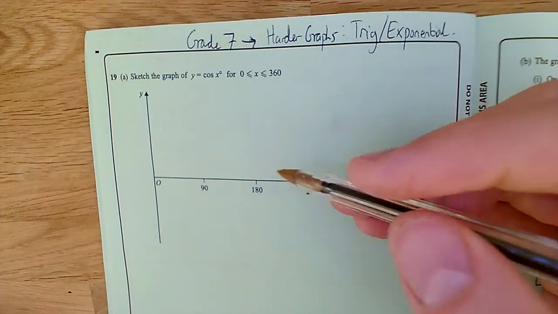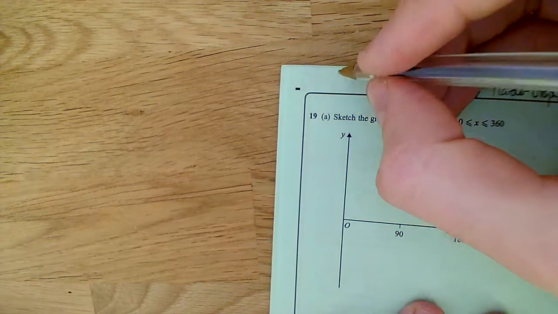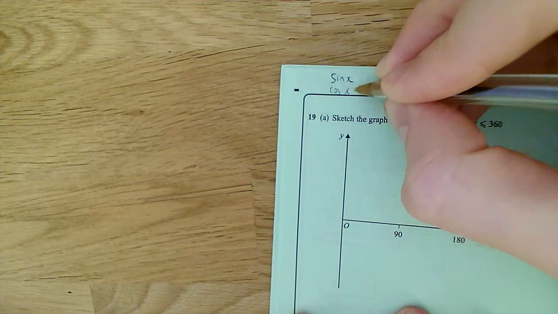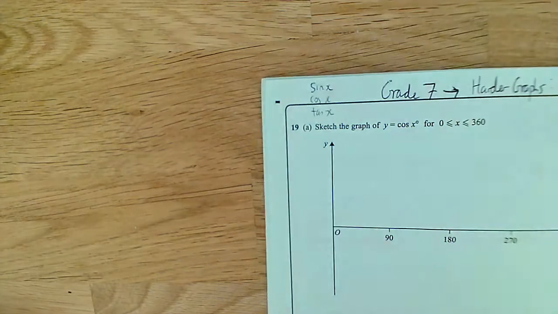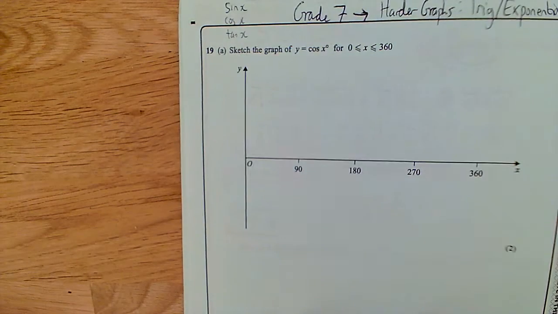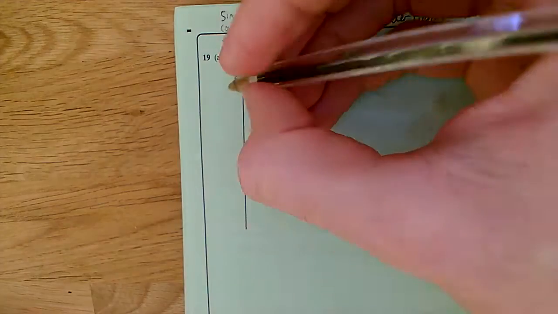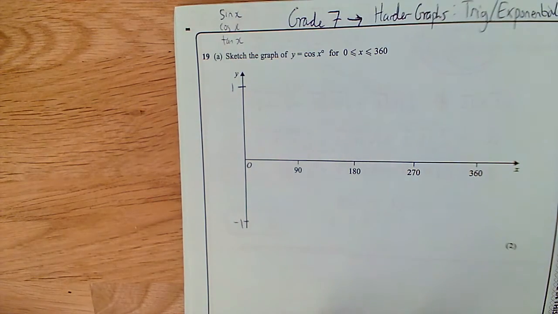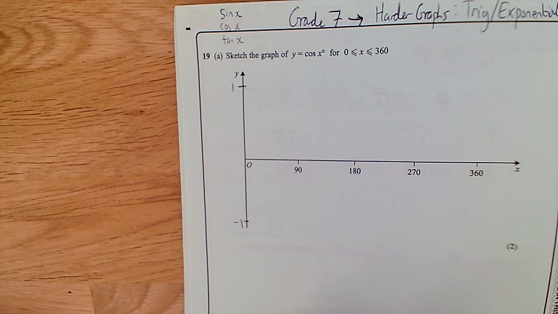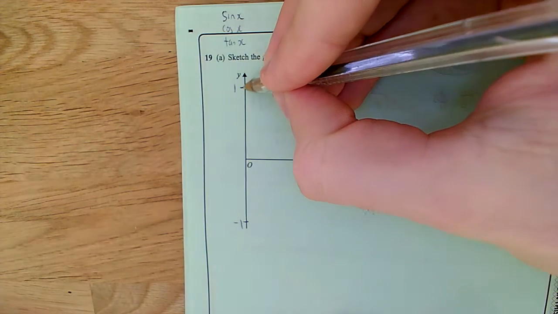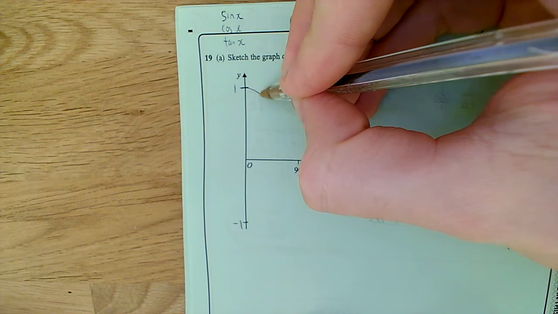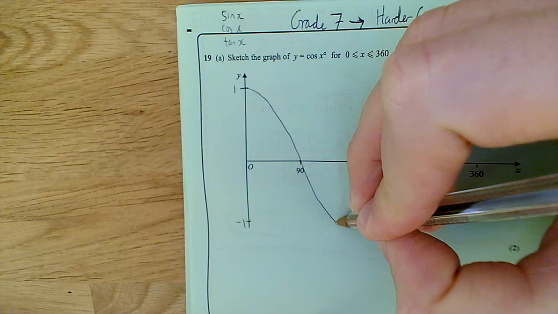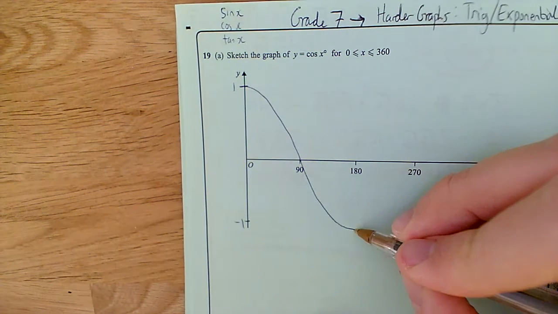This is a trig graph. So your trig graphs are y equals sine x, y equals cos x, and y equals tan x. They are your trig graphs. So y equals cos x, you really just have to remember these. The cos x graph goes between 1 and minus 1. It's a sketch, which indicates that it should be accurate, but it doesn't have to be perfect. The cos x graph is the one that starts at 1 and curls down to 0 at 90. It curls down to minus 1 at 180, and then it comes back up again.